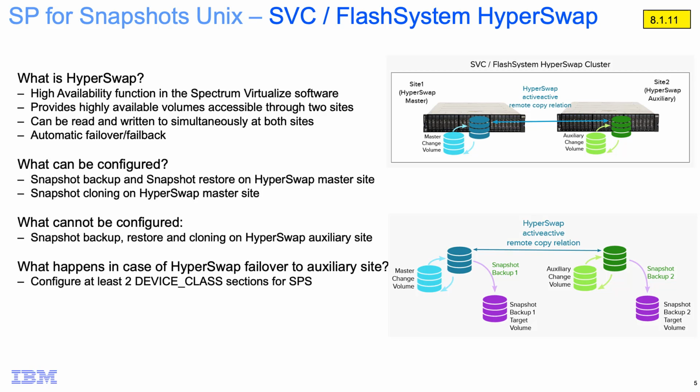So we do recommend that you configure at least two device classes, which is the configuration file for Spectrum Protect Snapshot, one for the master site and one for the auxiliary site in the event those two roles change. You can change the device class that's being used for your backup, restore, and cloning. I'm now going to turn it back to Tricia.